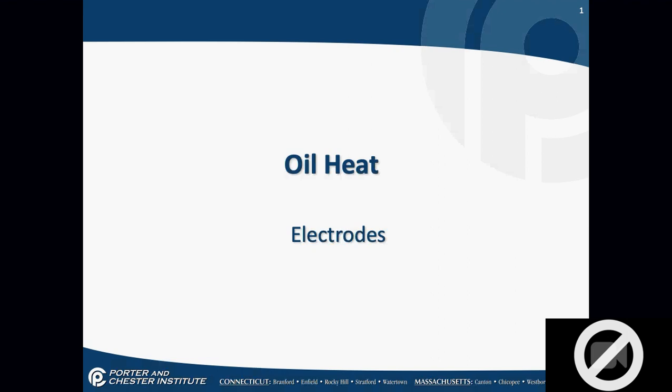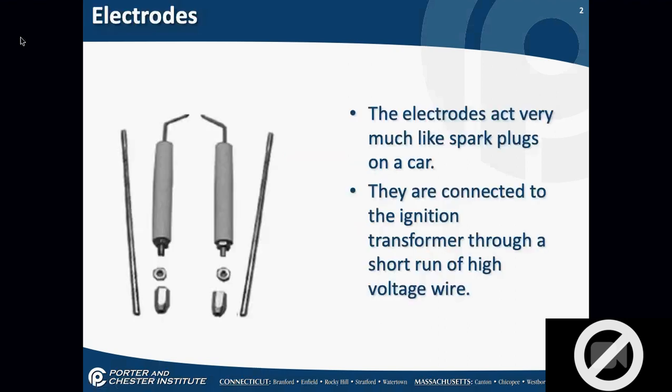Our initial heat has to come from the electrodes. Electrodes are connected to a 10,000 volt or a 14,000 volt transformer. We're going to talk about the transformer in a minute, so let's talk about the electrodes first. They're very much like the spark plugs of a car. I showed you a picture of this last week, but they're very much like spark plugs of a car.